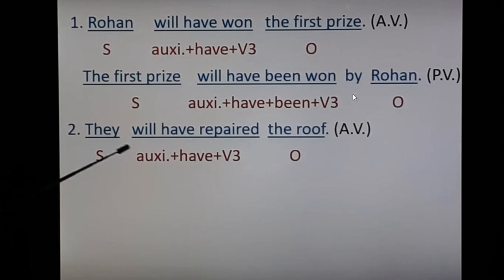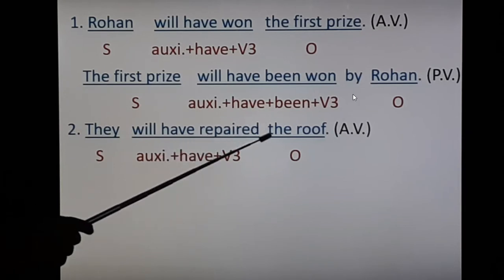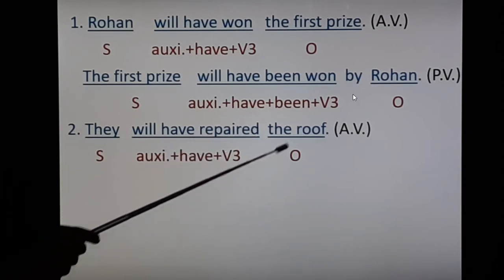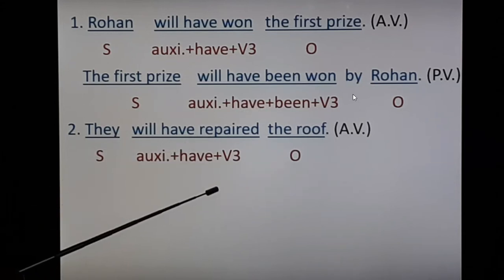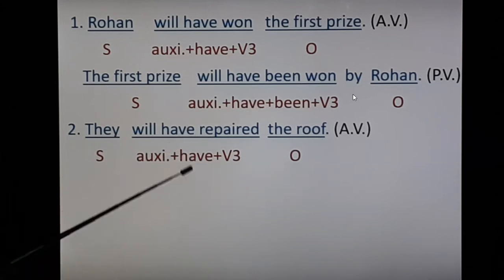Next, they will have repaired the roof. They, subject, will, auxiliary verb, have you have to put, then V3 form. With have you have to always put V3 form. So, repair the roof, that is an object. This is active voice because by is not given and being is not mentioned.